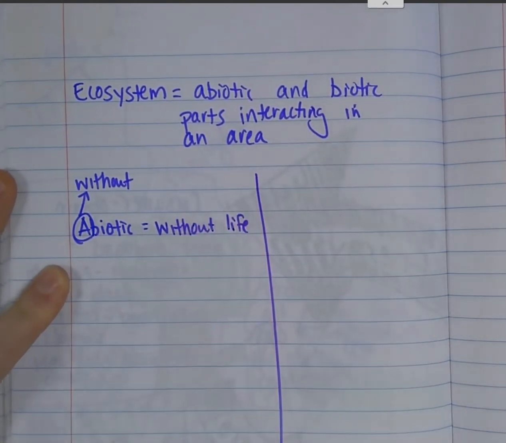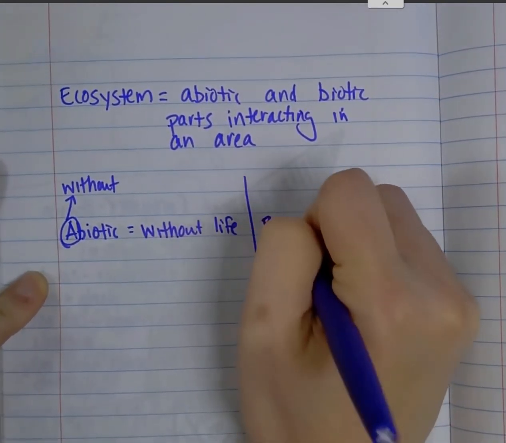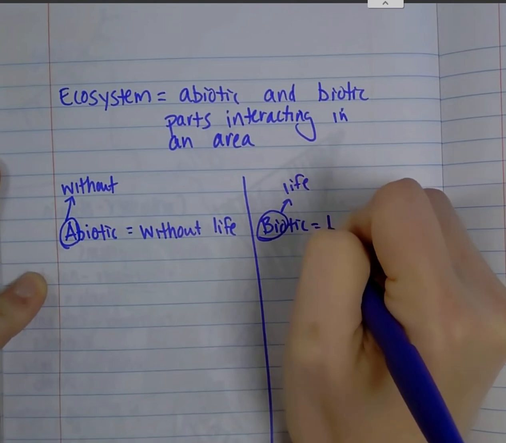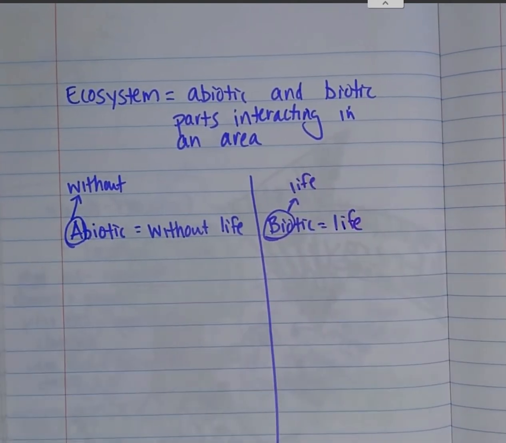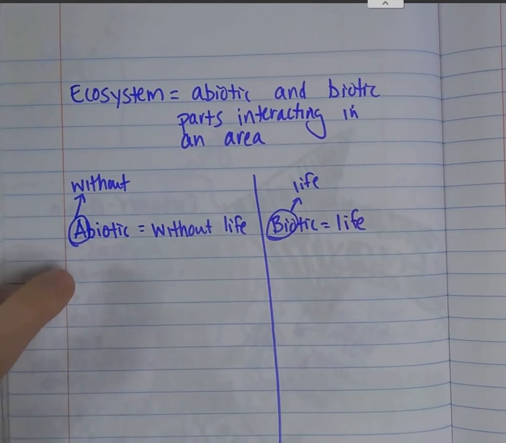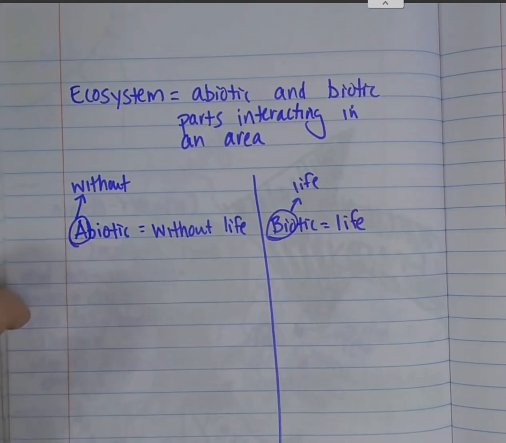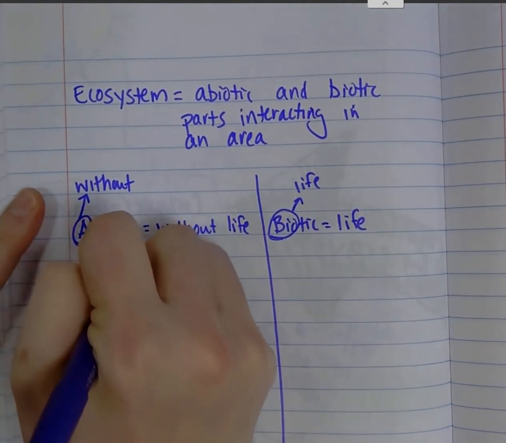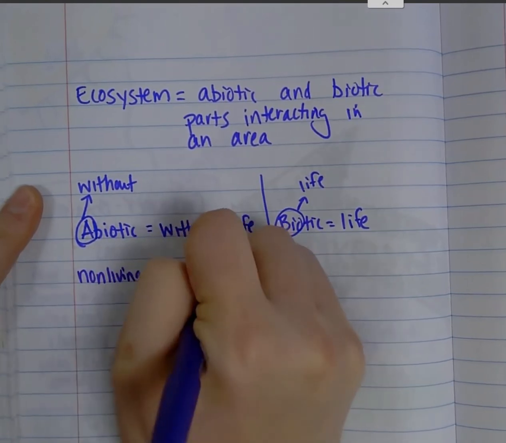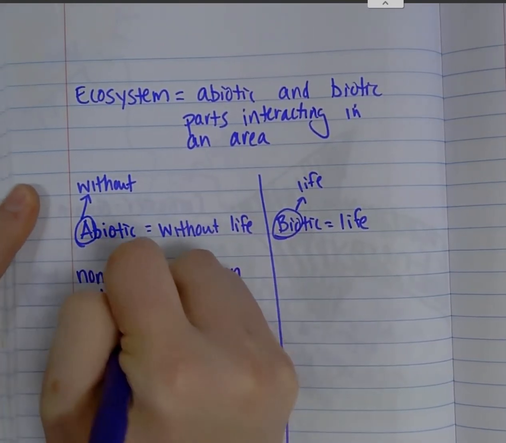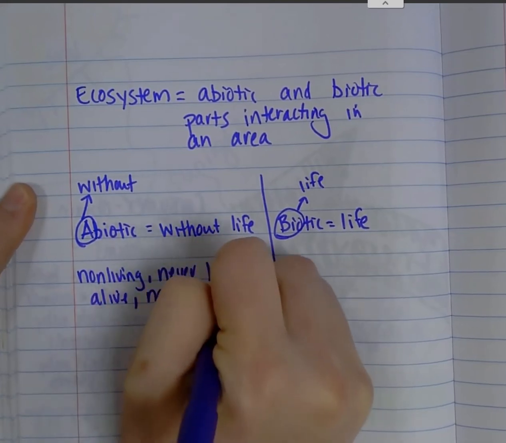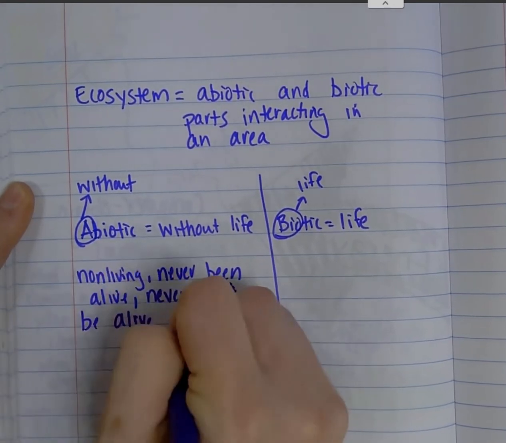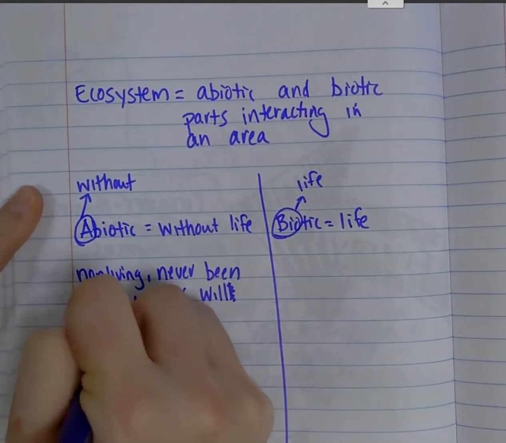I'm going to make a T-chart, because biotic, or the prefix bio, means life. So abiotic means without life and biotic means life. So if something is abiotic, it means that it is non-living, it has never been alive, never will be alive, or didn't come from something living.